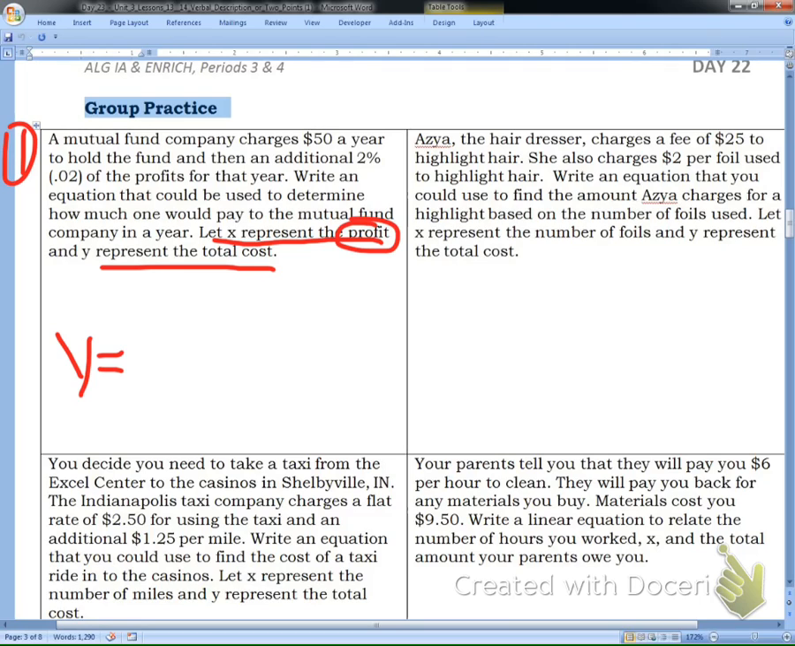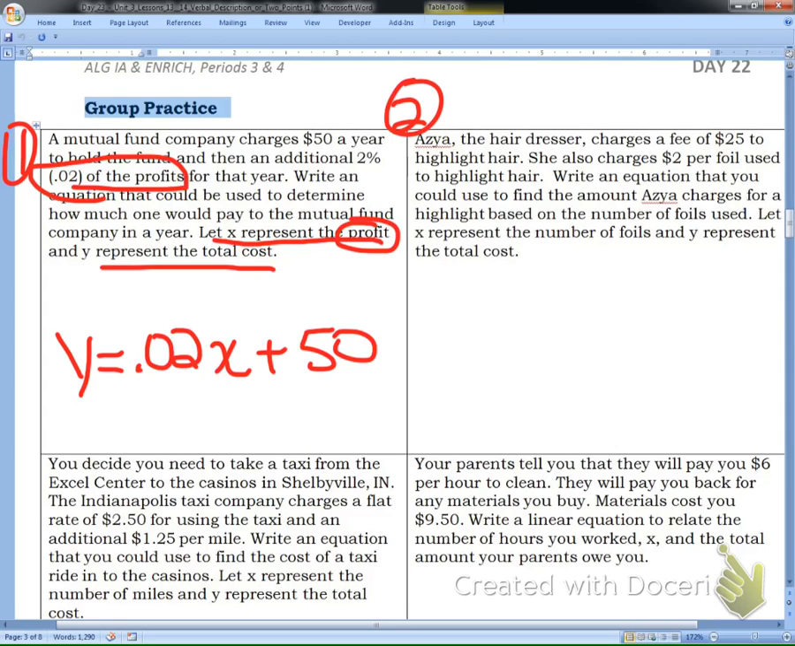Mutual fund company, $50 a year, an additional 2% of the profits. There's that word profits. So you need to write 0.02x for our profits, and then you just add on that flat fee, in this case a flat fee of $50, and there's your equation. Can you do this? Go ahead and try the next one. See how far you can get. Push pause and then push play when you're ready to check, or if you get stuck.